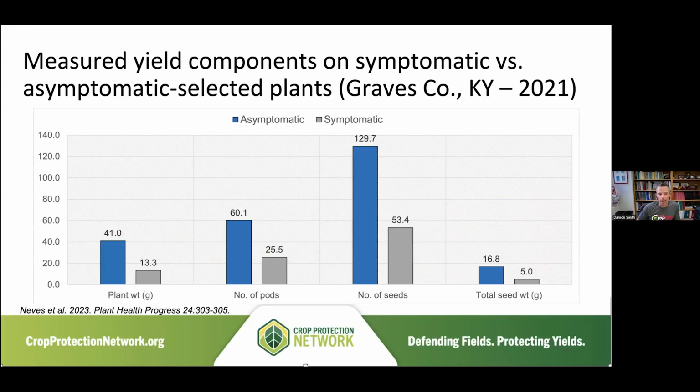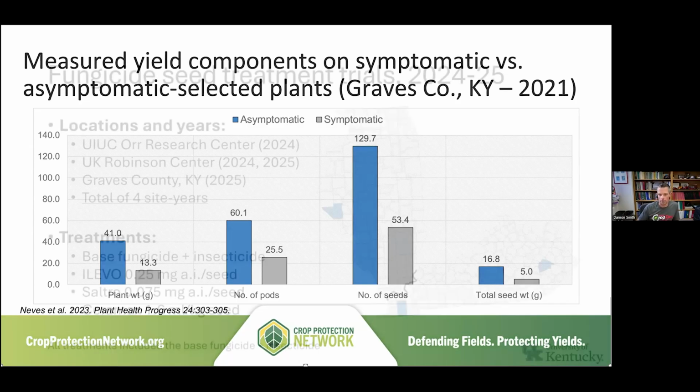In terms of the impact on yield, Carl Bradley's group has looked at the yield components of the plant, and what's impacted: the number of pods, the number of seeds, and the total seed weight. All the yield components are impacted, and that makes some sense because you're dealing with a root pathogen. It's compromising that root system, and then the plant basically can't fill out. So it makes some sense that it would impact all of those yield components at the same time.